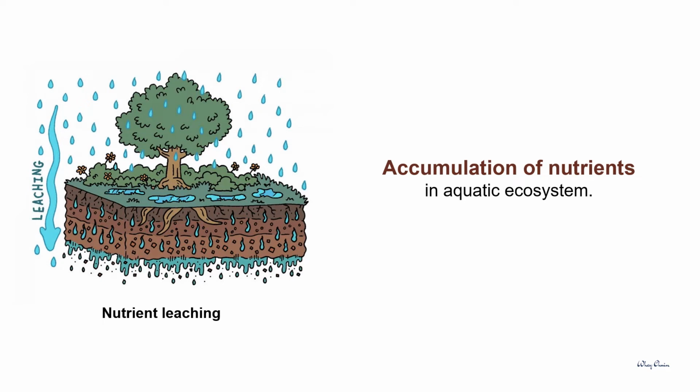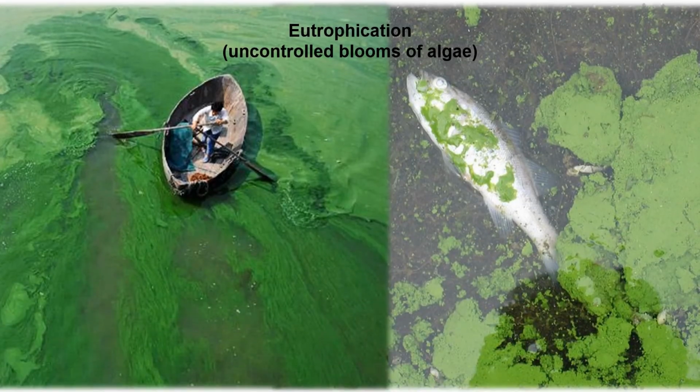Besides, the use of artificial fertilizers causes accumulation of nutrients in aquatic ecosystem when the nutrient runoff collects in bodies of water due to nutrient leaching. The higher nutrient concentration in aquatic ecosystem will cause eutrophication, which is characterized by excessive algal growth.